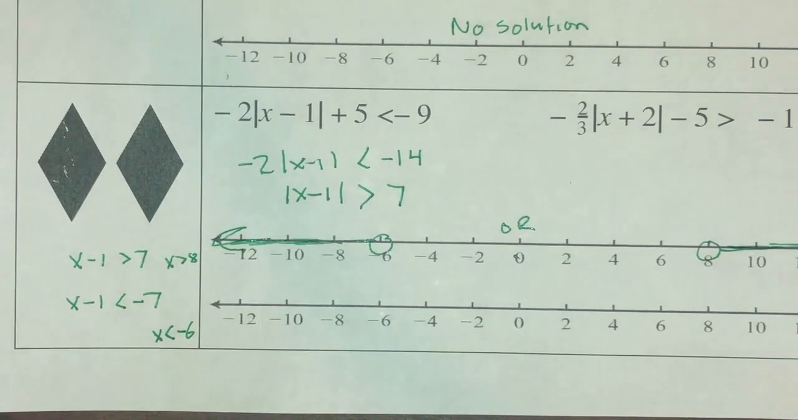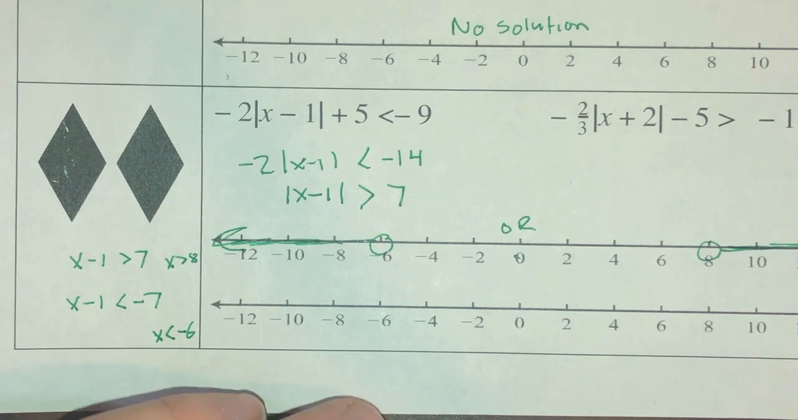So here's my strategies. 1, test point. 2, knowing the rules. 3, shading one piece at a time. Okay, there's multiple ways to know how to shade. You've got to pick one that works for you.